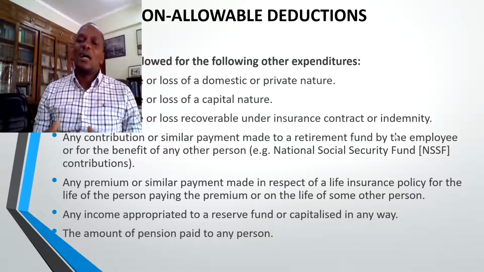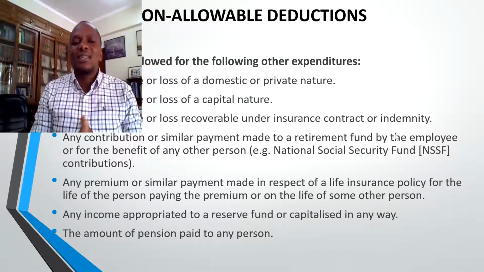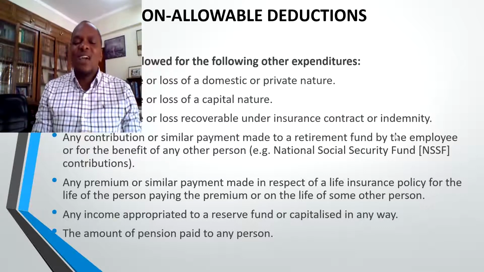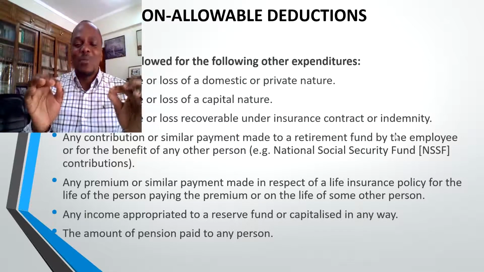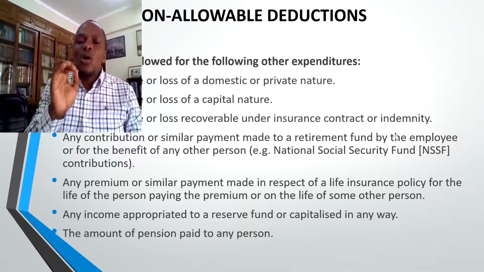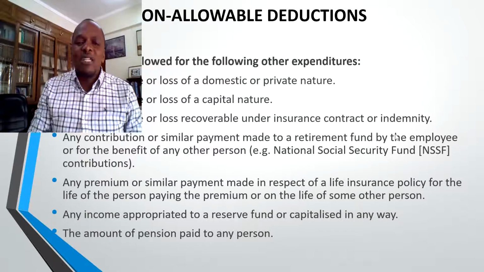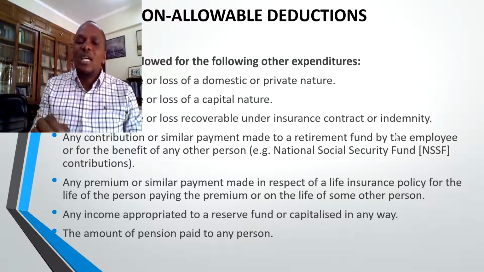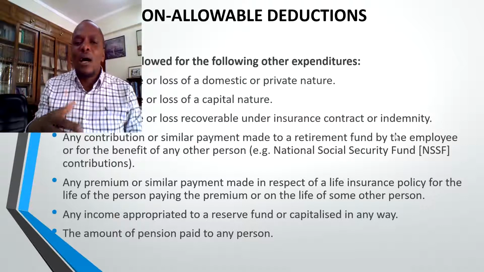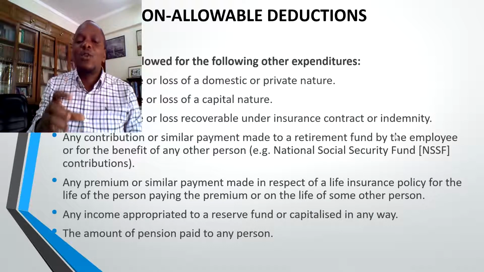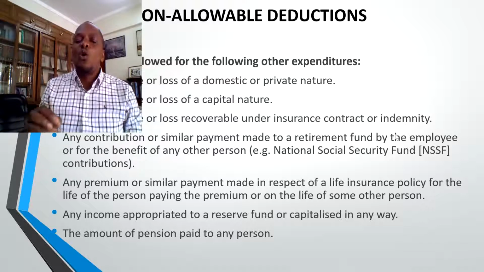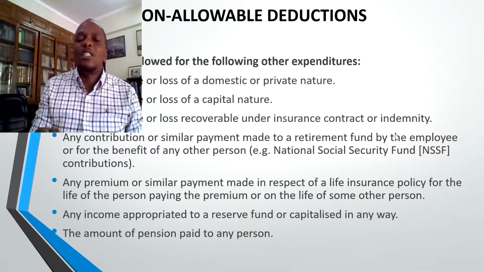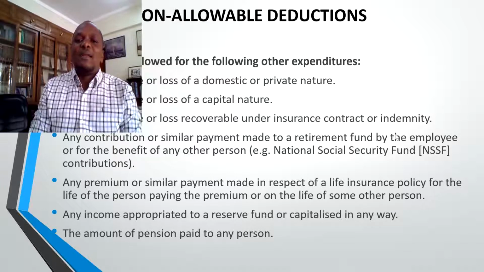Now, as I sum up, I want us to look at non-allowable deductions. You see, in our day-to-day running of business, there are certain expenses that we incur, but the law does not recognize them as allowable deductions. So if something is not allowable, it means you cannot deduct it from your gross income before you arrive at your chargeable income. So whether you incur that expenditure or not, it will not be allowed by the taxman as a deduction.